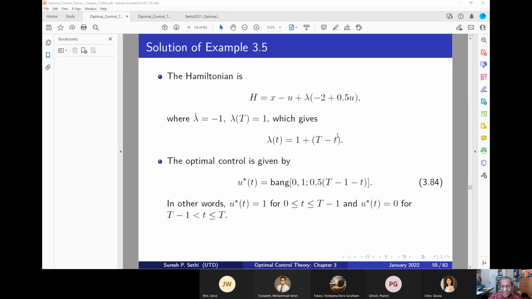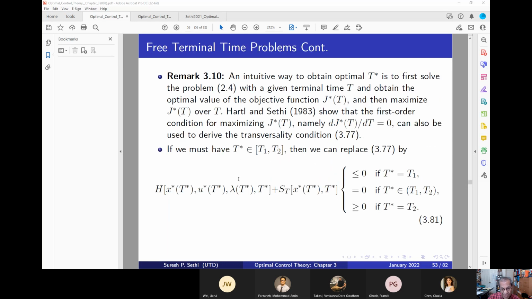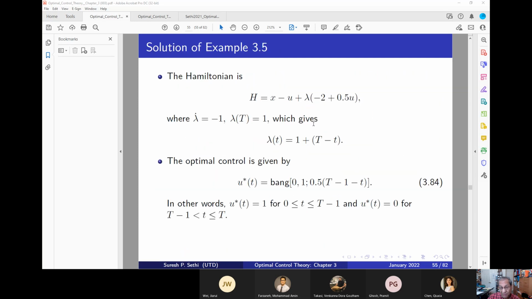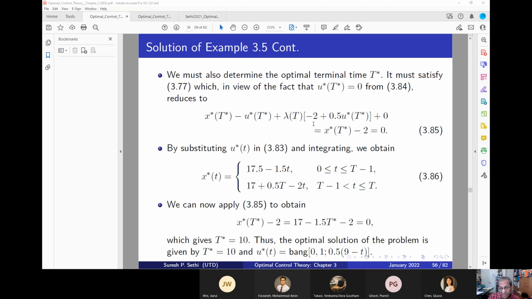So it says that the first order condition of this Hamiltonian, which is this one, is basically equivalent to x star t star equal to 2. That means as long as I can find x star t star equal to 2, then that t star is optimal. So that's easy to do.